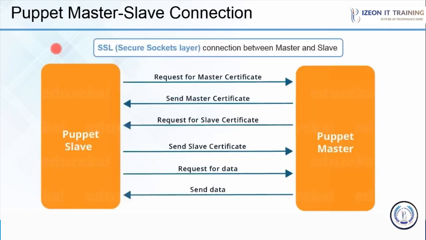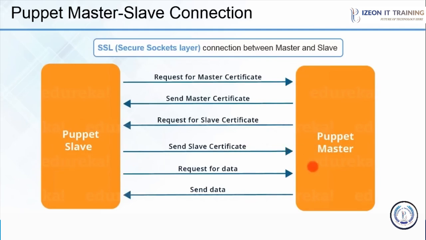So this is how the Puppet Master and slave connection happens. First of all, the Puppet slave requests the Puppet Master certificate, all right? It sends a request for the Master certificate, and once Puppet Master receives that request, it will send the Master certificate. And once the Puppet slave has received the Master certificate, Puppet Master will again send a request to the slave regarding its own certificate. So it will request the Puppet agent to send its own certificate. The Puppet slave will generate its own certificate and send it to Puppet Master.